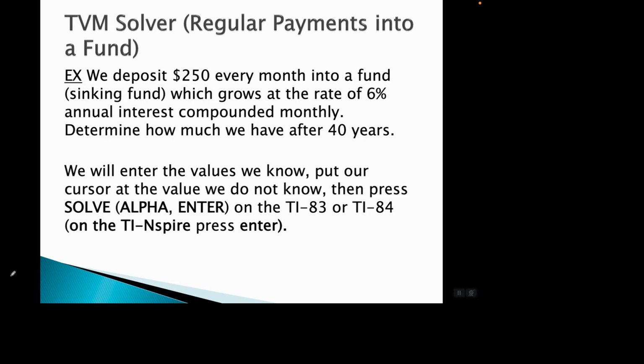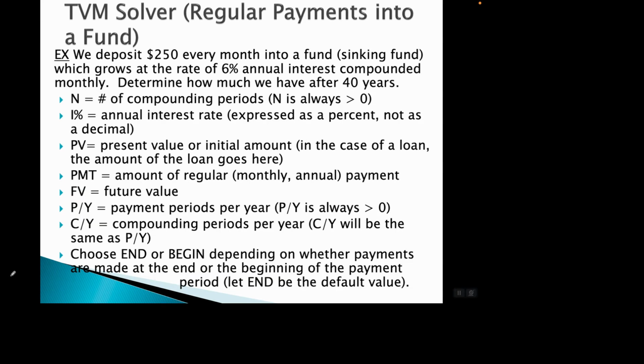We will enter the values we know, put our cursor at the value we do not know, then press Solve, that's Alpha, Enter, on the TI-83 or 84. On the TI Inspire, we would instead press Enter. Here's all the information we need to solve the problem. This is what TVM solver is like on the calculator. You can copy down all of this now, or you can copy it down as we go through it over the next few minutes.